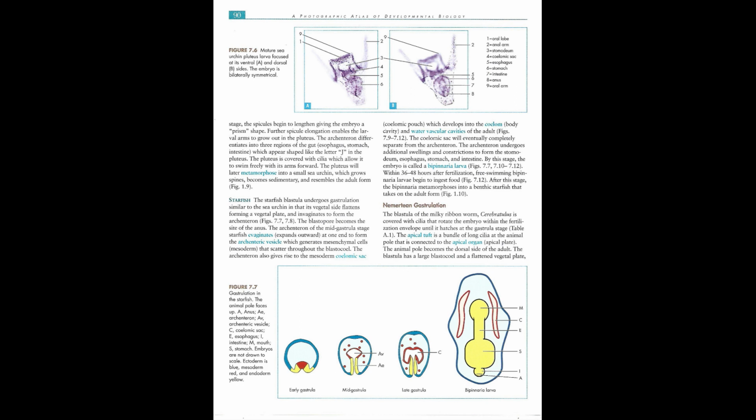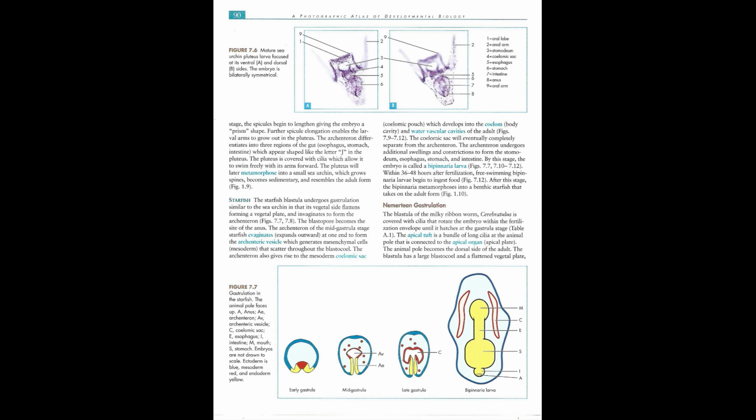By this stage, the embryo is called a bipinnaria larva, Fig. 7.7, 7.10, 7.12. Within 36 to 48 hours after fertilization, free-swimming bipinnaria larvae begin to ingest food, Fig. 7.12. After this stage, the bipinnaria metamorphoses into a benthic starfish that takes on the adult form, Fig. 7.10.